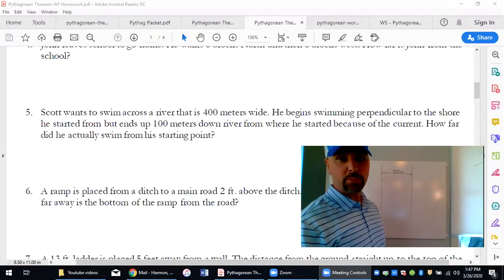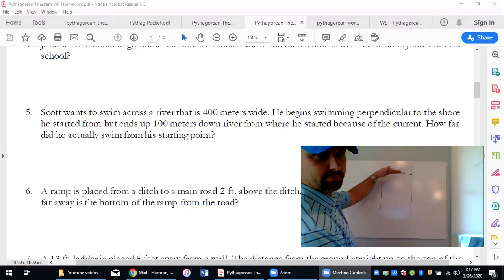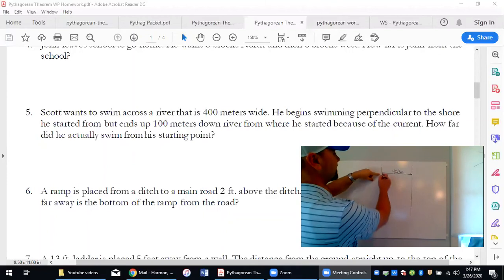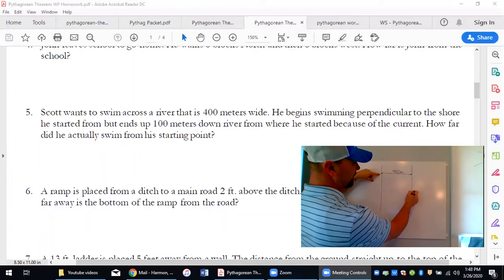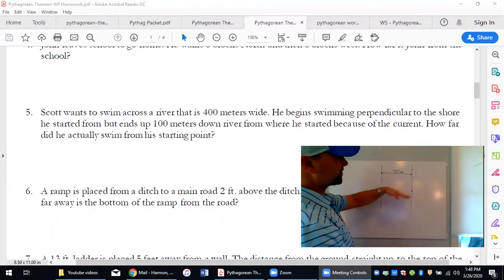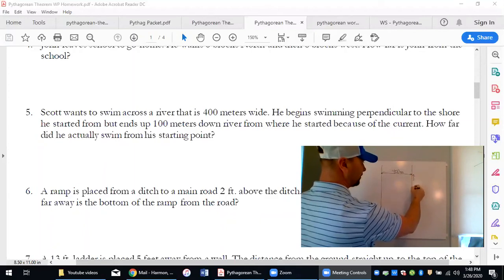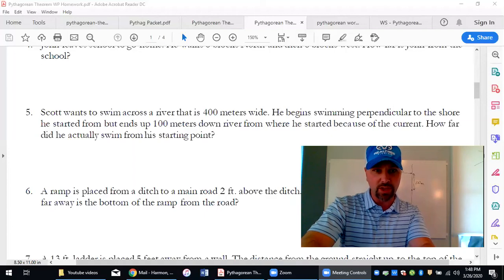He begins swimming perpendicular to the shore. Okay, so here's the shore. Perpendicular means straight across, okay, at a 90-degree angle with the shore. But he ends up 100 meters down the river from where he started. So let's say he started here. He started swimming this way, but really when he got to the other side, he was 100 meters down from where he first started. How far did he actually swim from his starting point? Okay, so let's take a look at that.